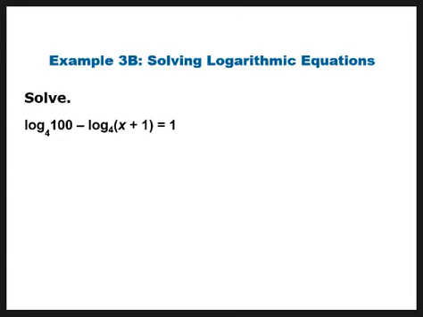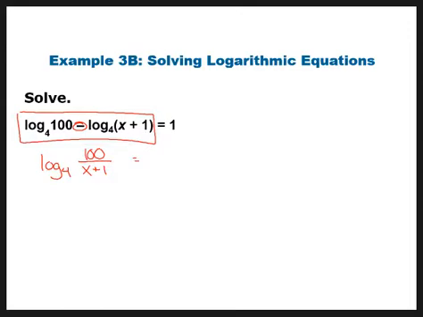So what I need to do is take this stuff right here and use my properties that involve subtraction and division to go ahead and write this as one log. So what it's going to end up being is log base 4 of 100 over x plus 1 is going to be equal to 1. Again, that just comes from the properties we talked about in section 4.